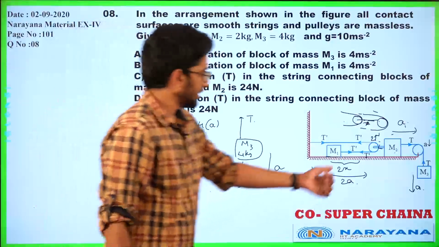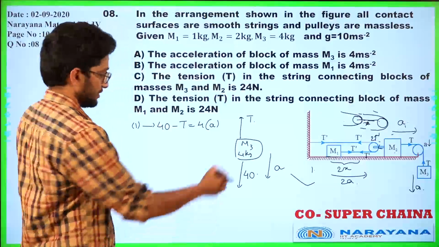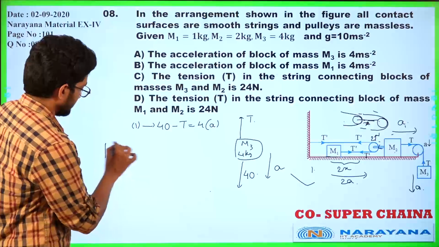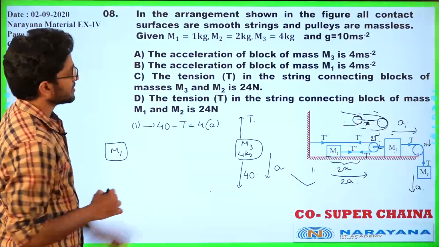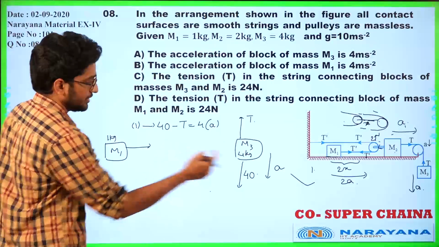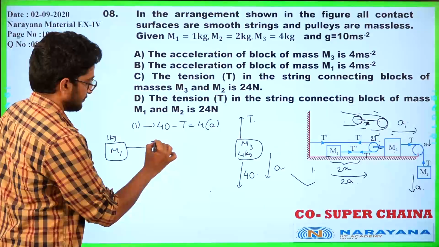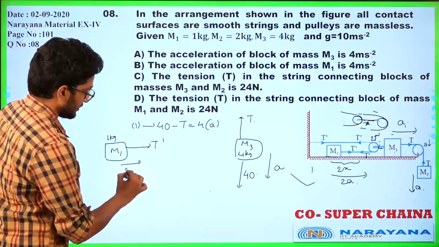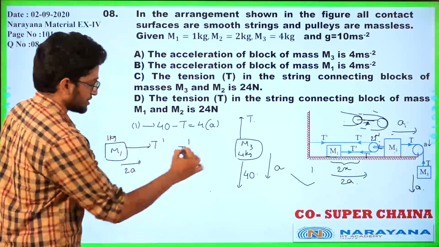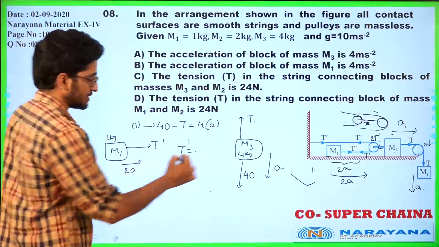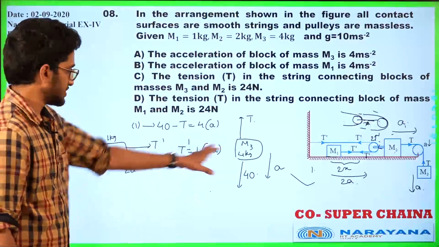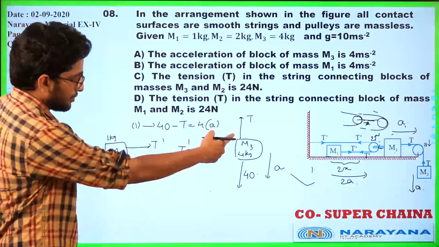Next let's take the free body diagram of T dash, that is the free body diagram of M1. On M1 what are the forces acting? M1 is of mass 1 kg. The only force acting on this is T dash in the forward direction, and we know it has an acceleration 2a. So I say T dash is equal to, that is, net force on this is equal to mass into acceleration. Mass is 1, acceleration is 2a. So 1 into 2a. So this is another equation, the second equation.